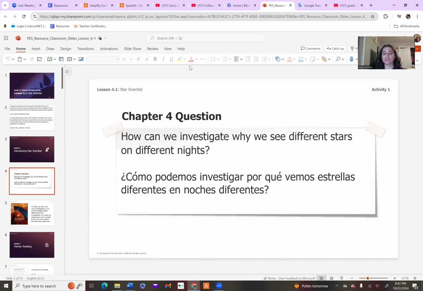So we're going to be talking about the star scientist, and this is our last chapter. We're on the final chapter. We have 3 lessons for this chapter, and then we are moving on. So the question is, la pregunta para chapter 4 is, how can we investigate why we see different stars on different nights? ¿Cómo podemos investigar por qué vemos estrellas diferentes en noches diferentes?